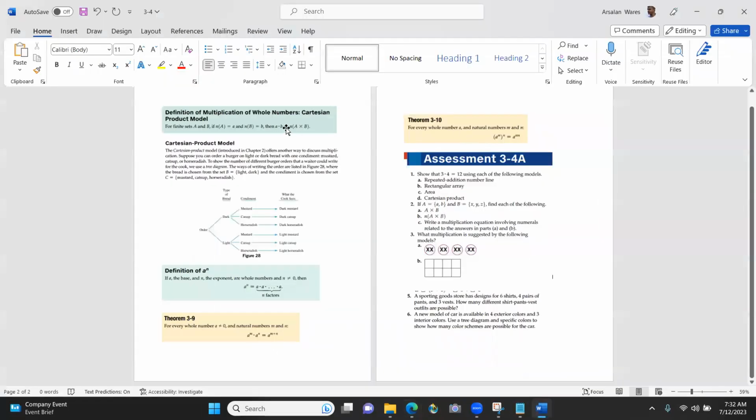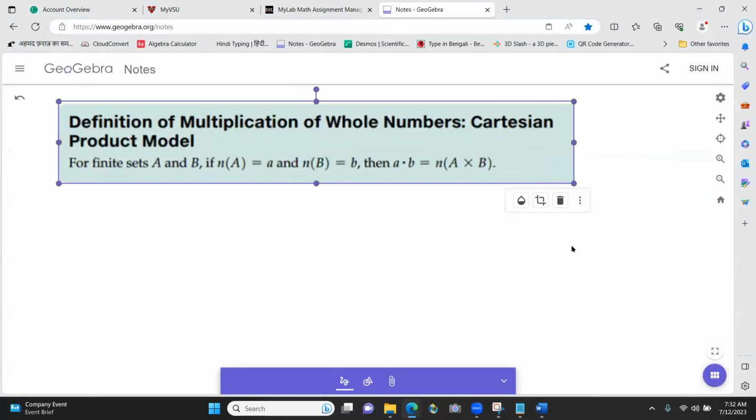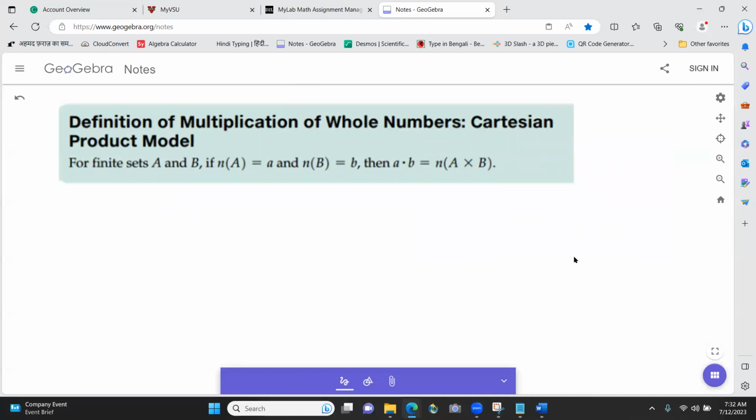Let me bring the slide. Okay, it sounds like a fancy thing. Okay, let's see. You have two sets, A and B. Set A has A elements, set B has B elements, and then A times B is defined as the Cartesian product of A and B. Well, what does that really mean? Let me give you an example.